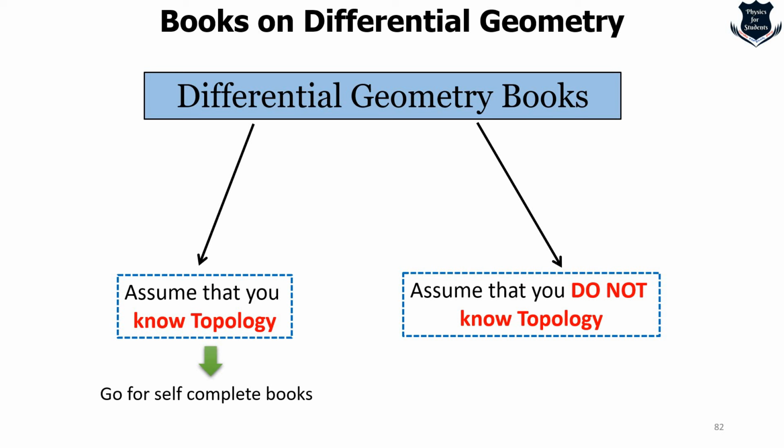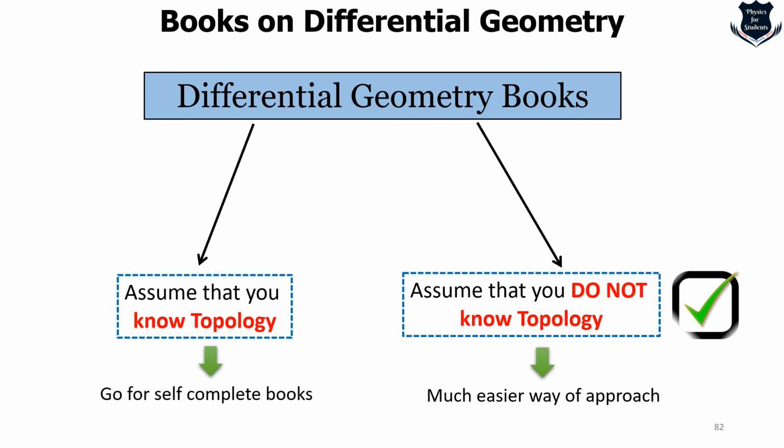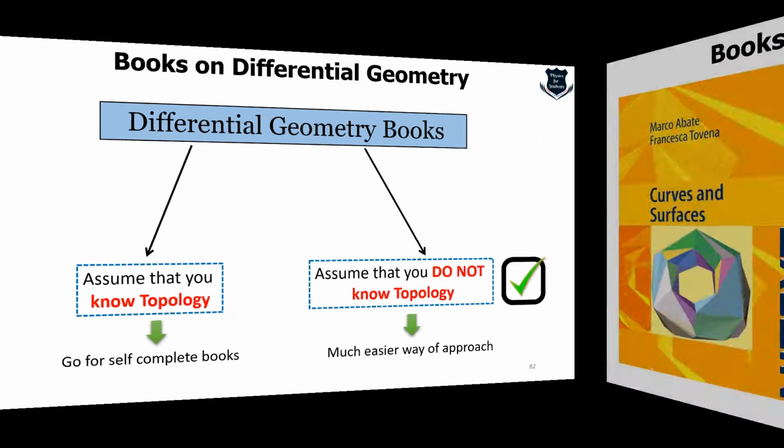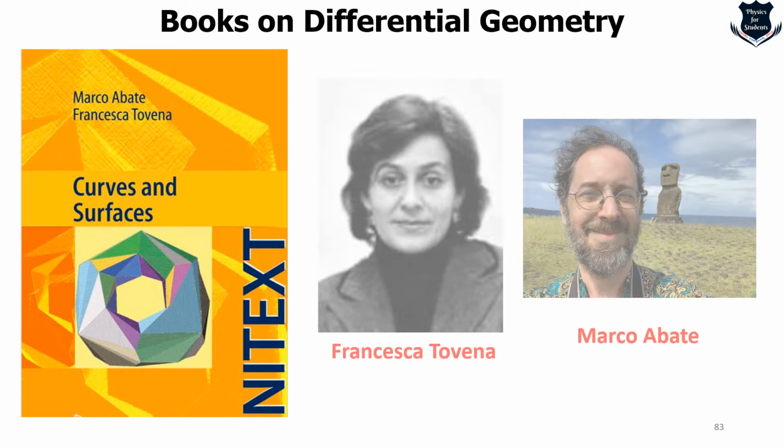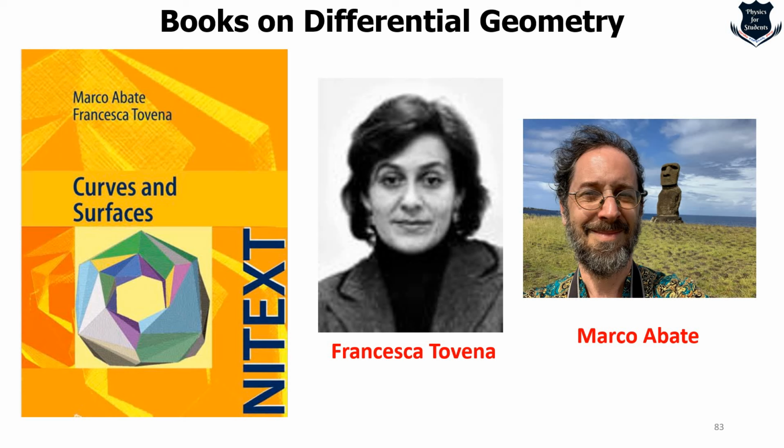If you're going for books that assume you know topology, you should go for self-complete books, but that is impossible. That would teach you topology and then go into differential geometry. But go for the second approach, books that assume you do not know topology. And among them, the first book, this is the green tick, right? So we are going ahead with this. The first book would be this one, which is a very simple book, called Curves and Surfaces. Before moving into the differential geometry part, Marco Abate and Francesca Tovena's book is an absolute gem.